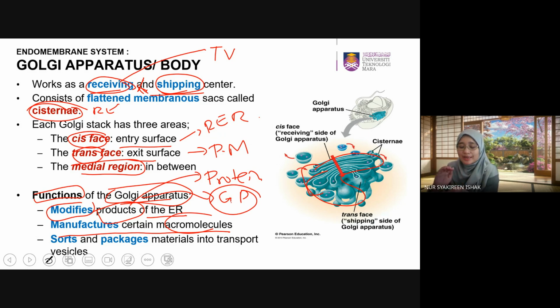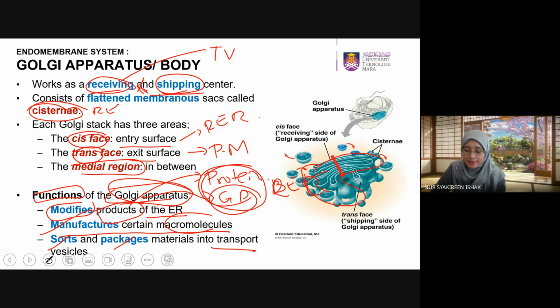Any proteins that are embedded in the plasma membrane have several functions. The product protein or glycoprotein, which is made in the rough endoplasmic reticulum, will be modified, manufactured and sorted, packaged, and then packaged into another transport vesicle. So the Golgi apparatus produces transport vesicles that have the modified product, the modified protein.